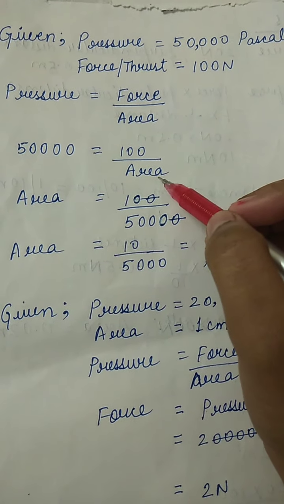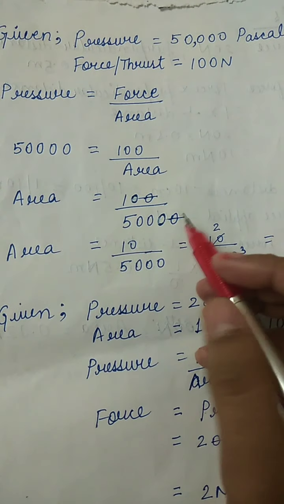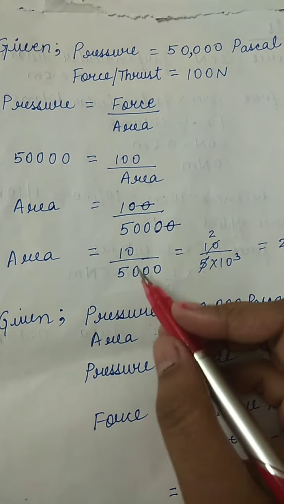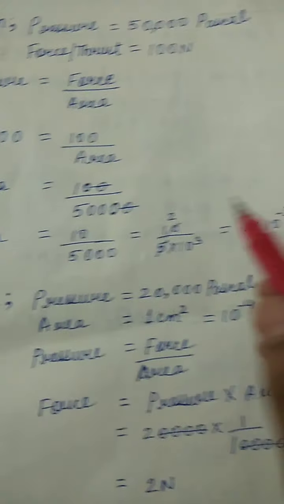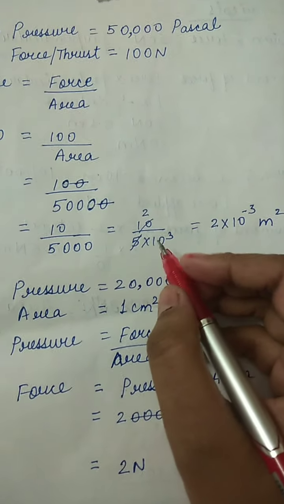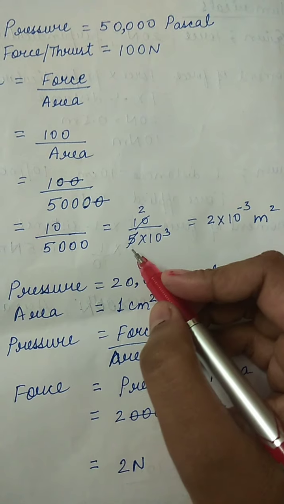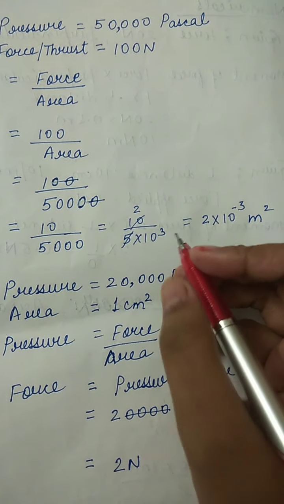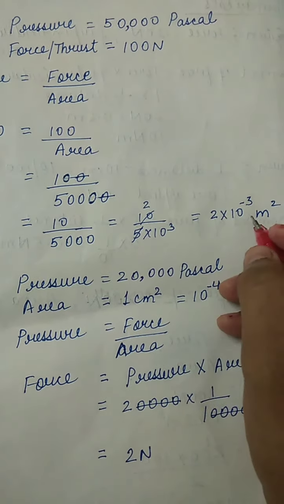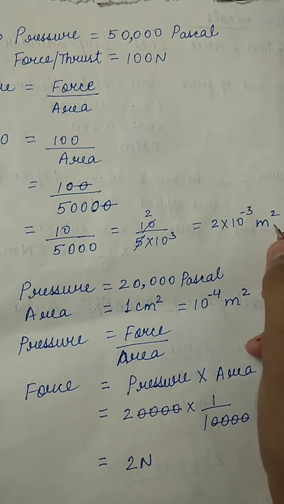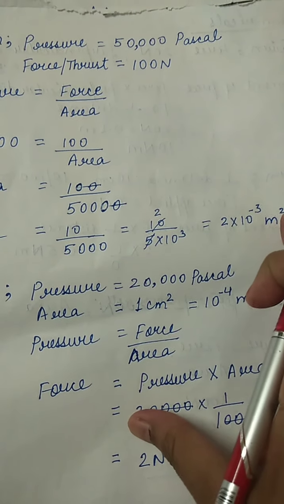From here we can easily find the area by cross multiplication, which will be 100 upon 50,000. So it will be 10 upon 5,000, and we'll write it in powers of 10. By cancelling this we will get 2. So 2 into 10 to the power minus 3 meter square, because we have to find area and the unit of area is meter square.